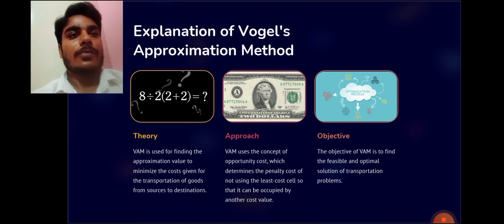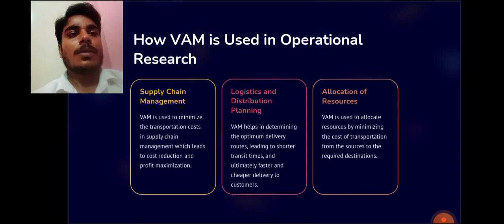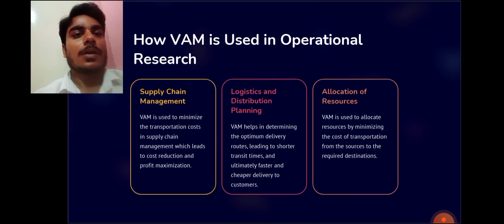Through the methods of VAM, we are going to discuss the uses of VAM. One use is supply chain management. VAM is used to minimize the transportation cost in supply chain management, which leads to cost reduction and profit maximization. Another use is logistics and distribution planning. VAM helps to determine the optimum delivery routes, leading to the shortest transportation time, and it helps to provide faster and cheaper delivery to the customer.